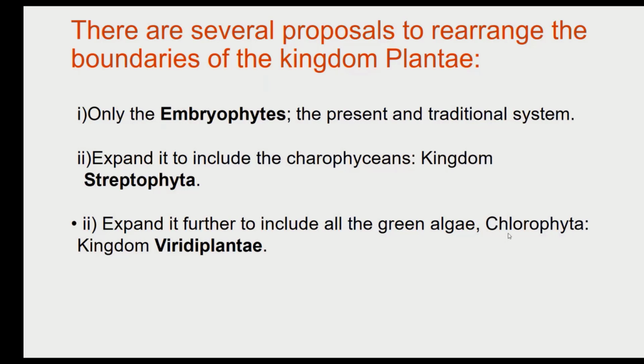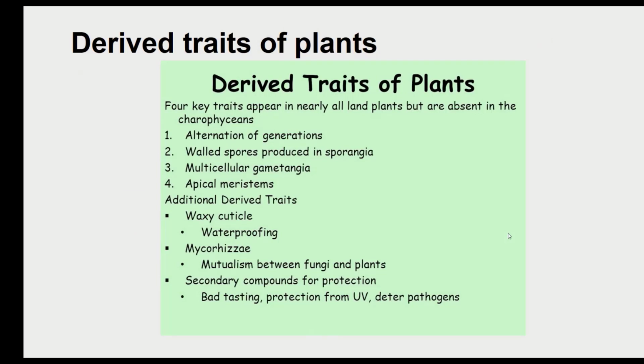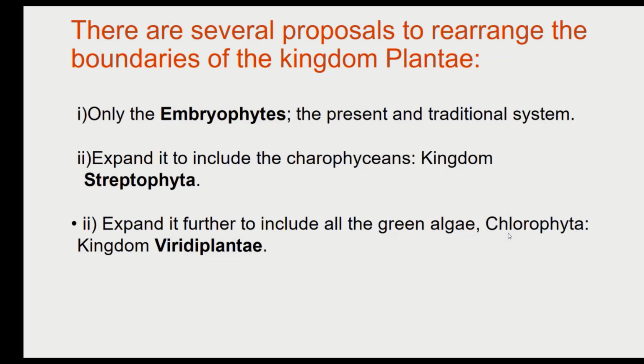And here I just included this as the derived traits of plants, which we have already talked about, where there are four key traits that appear in nearly all land plants but are absent in the charophytes. Remember why we're saying this: the proposal to rearrange the boundaries of kingdom Plantae. Why? Because they want to propose a rearrangement.